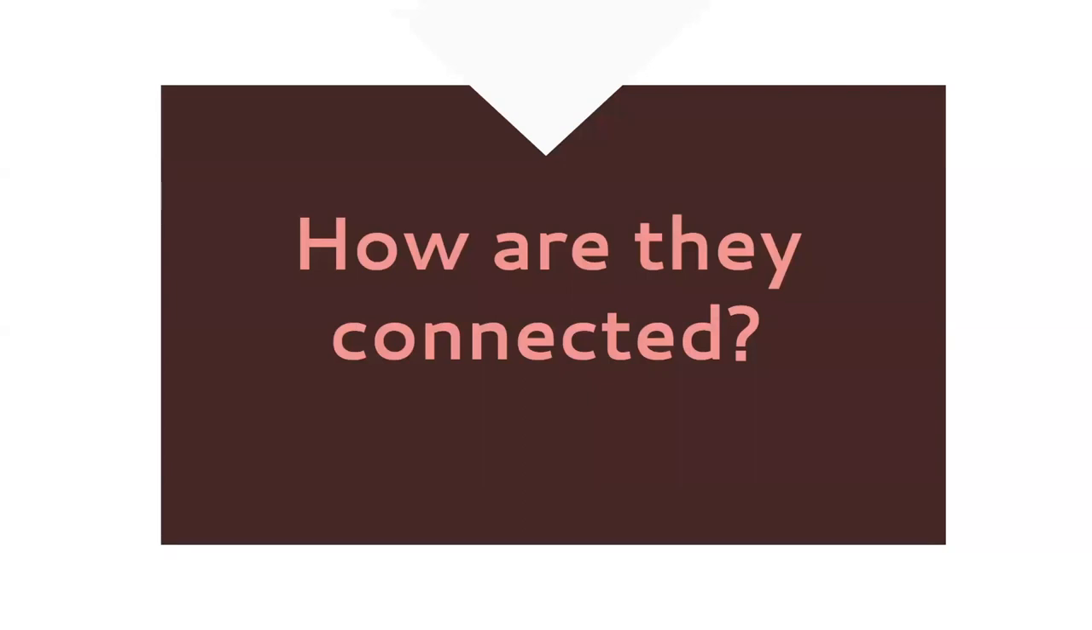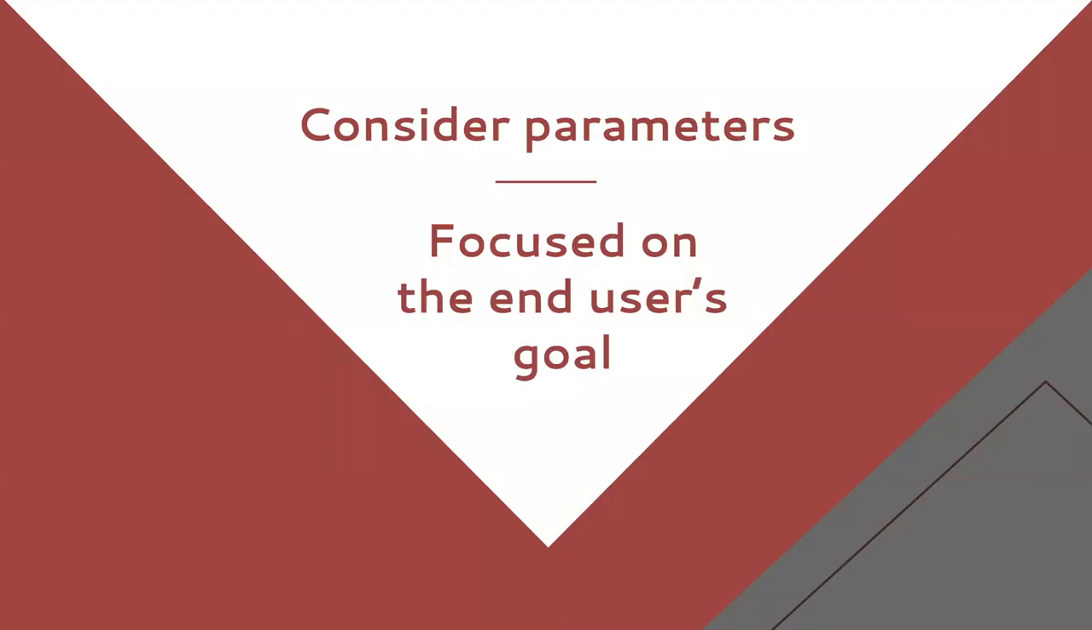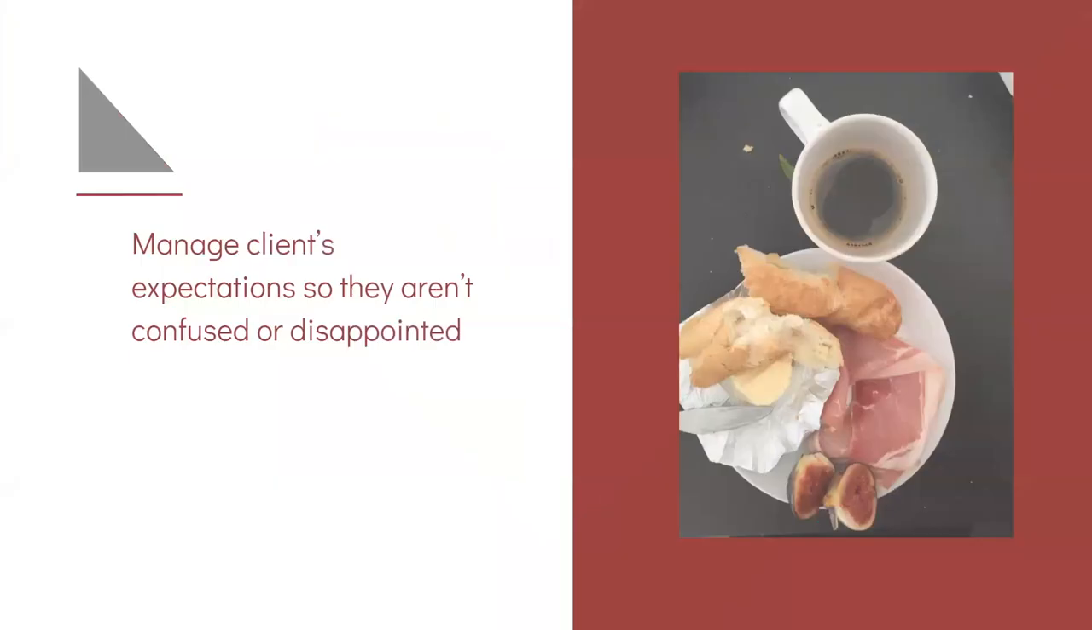So what's the connection between these two? Well, in both cases, you have to think about the parameters. You have to keep the end user in mind. In the case of a restaurant, it's the client. They're the ones interacting with the spaghetti and meatballs dish. And in the case of the education environment, it's the student. They're the one interacting with the teaching strategy. So we have to take into consideration the parameters.